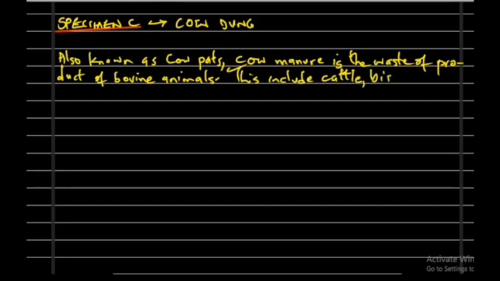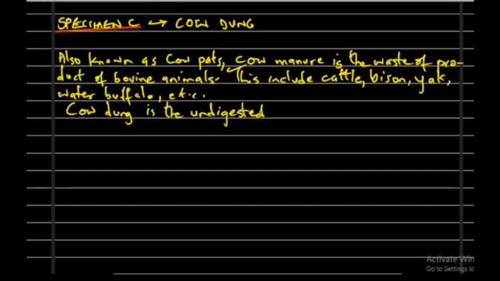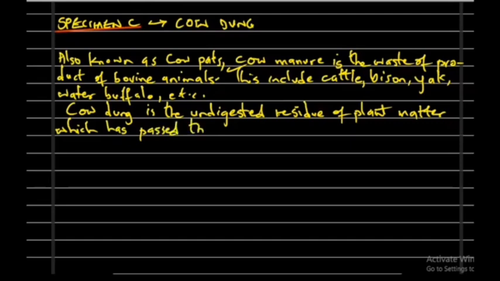We have bison, yak, water buffalo, etc. Cow dung is the undigested residue of plant matter which has passed through the animal's guts. That is what cow dung is.